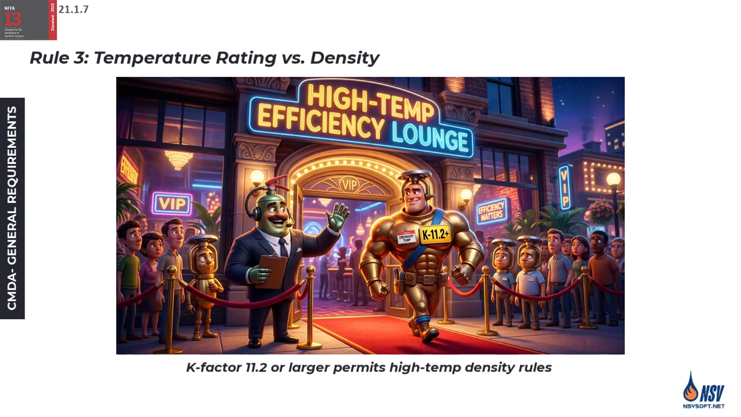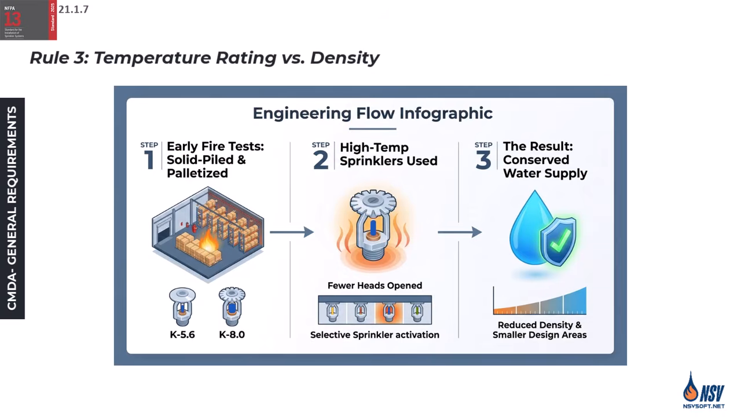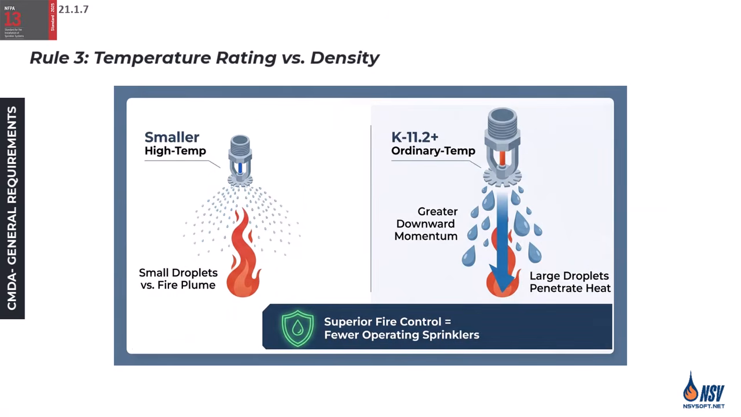To understand why, let us look at early fire tests. Originally, high-temperature K5.6 and K8 sprinklers were used to limit the number of open heads, which conserved our water and allowed for lower design densities. However, later tests revealed that ordinary temperature K11.2 and larger sprinklers perform even better. Their increased droplet size and downward momentum provide superior fire control. Therefore, we are permitted to apply those efficient high-temperature densities when using our larger ordinary or intermediate temperature sprinklers.